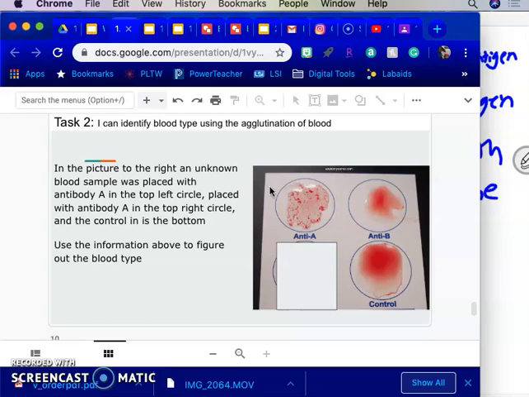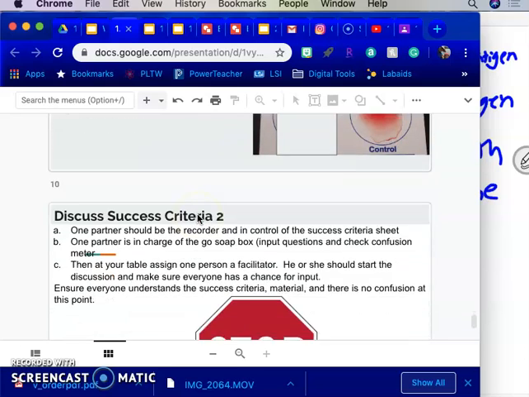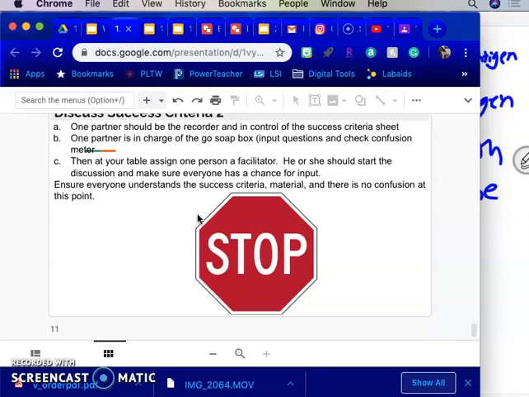Right here, I just want to show you what this is eventually going to look like. Clumping looks like this. There are little dots here. Not clumping, it will look like just a red spot. So go ahead and go through success criteria 2. Do you understand the blood types and how we identify blood? Because in a second, you're going to be doing a lab, and I'll talk about that real quick.